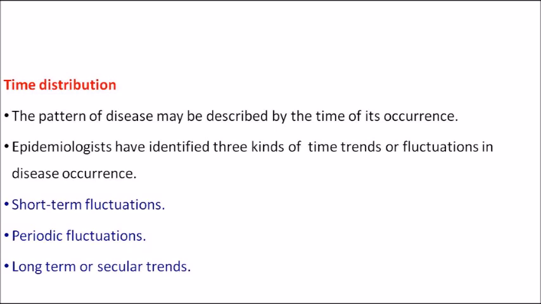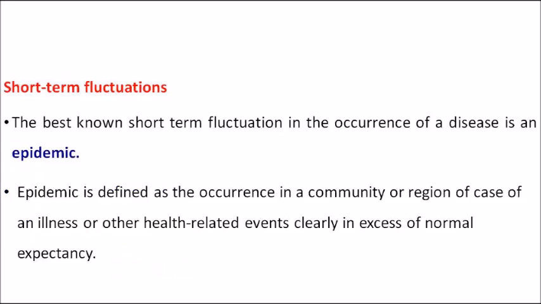Remember this word, secular trends. First we will see what a short term fluctuation is. The best example for a short term fluctuation is the occurrence of an epidemic. What is an epidemic? You know what an epidemic is, right? It is defined as the occurrence in a community or a region of cases of an illness or other health related events clearly in excess of its normal expectancy.